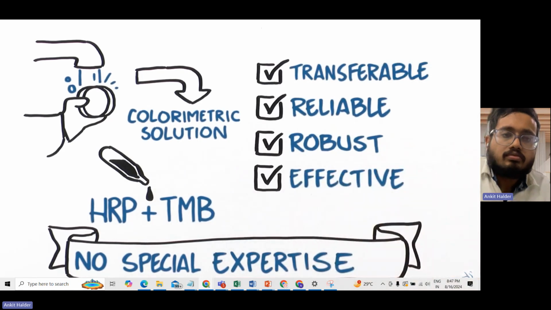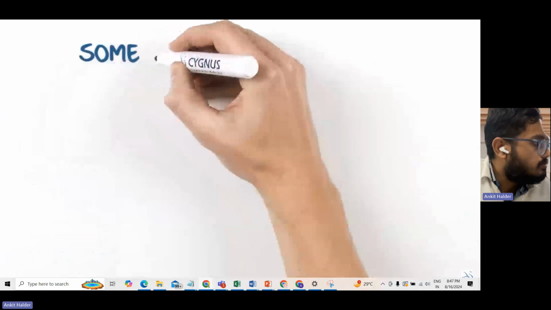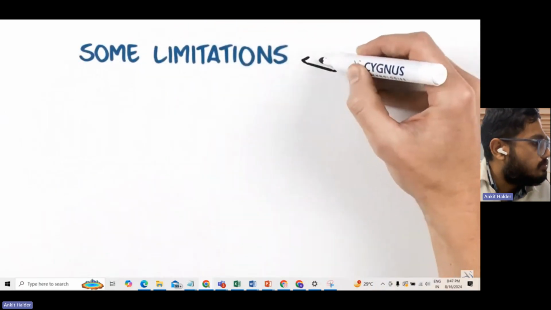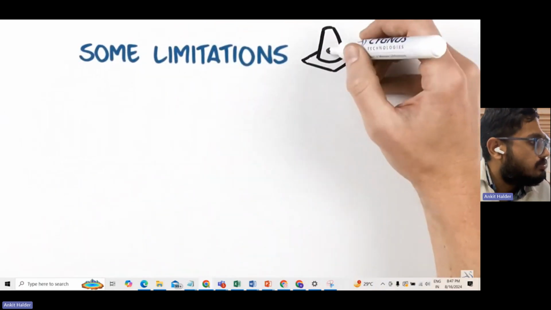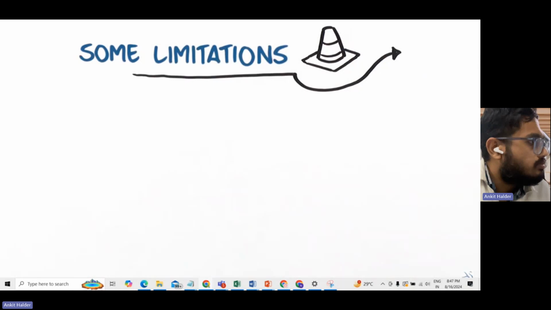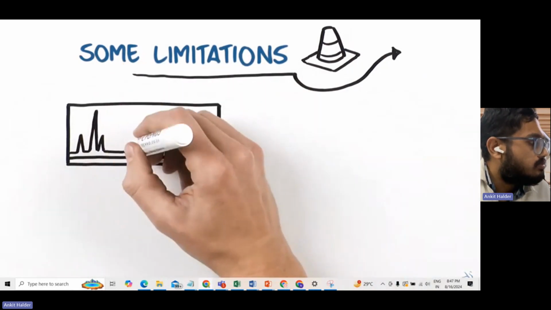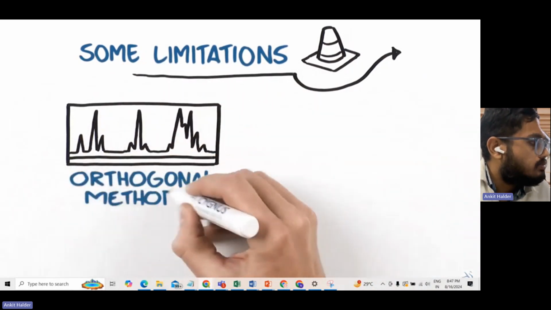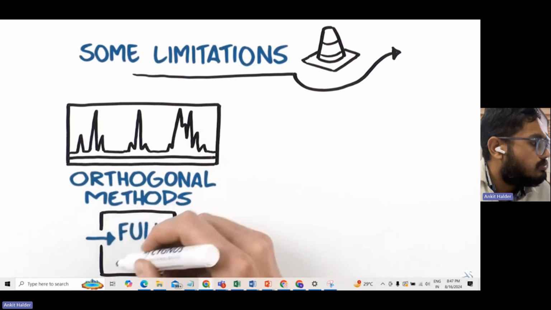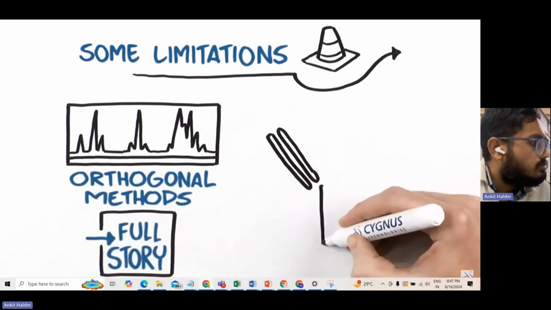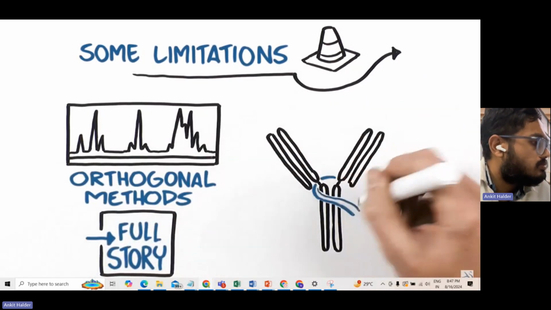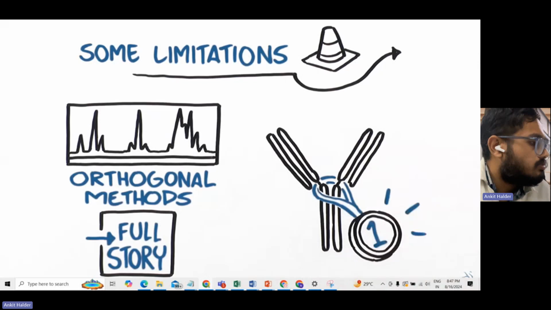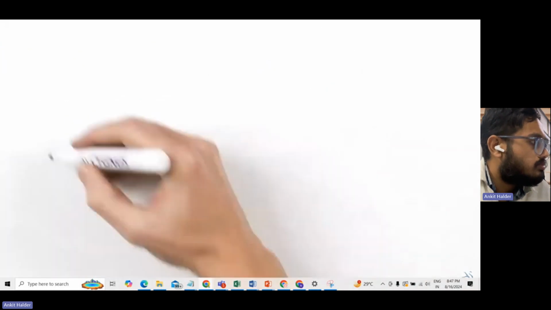However, HCP ELISA assays do have some limitations. You'll need additional orthogonal methods to get a complete story. It's very important to mix the tests immediately after each pipetting action, which brings us to the next part of the story, coverage analysis of the anti-HCP antibodies.